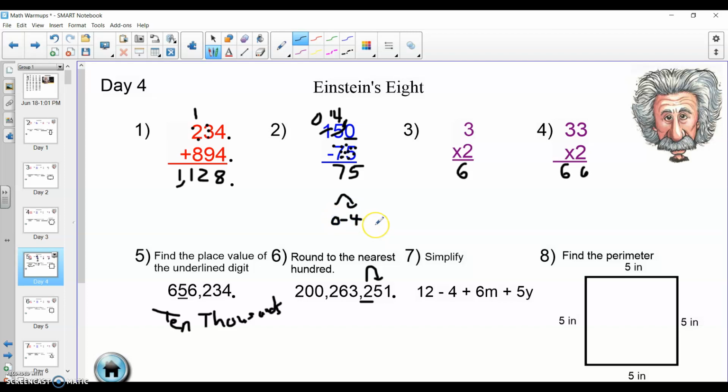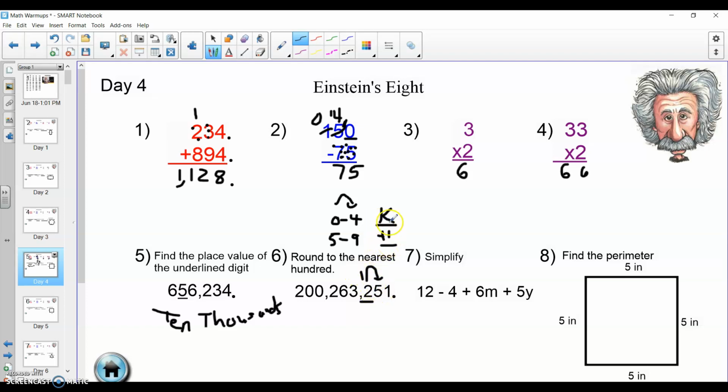So if the neighbor is 0, 1, 2, 3, or 4, the underlying number you're going to keep. If it's a 5, 6, 7, 8, or 9, the underlying number you're going to add 1 to it. So in this case, it's a 5. Am I doing the keep rule or the plus 1 rule? But make sure you add 1 to the underlying number, not to the 5.